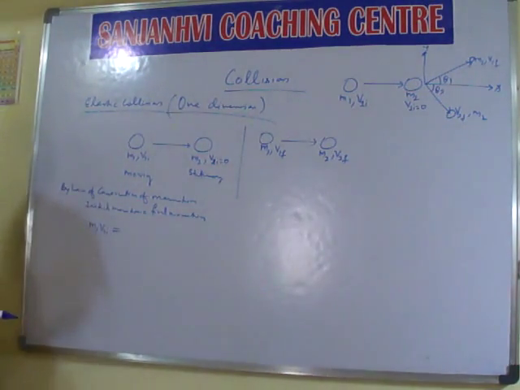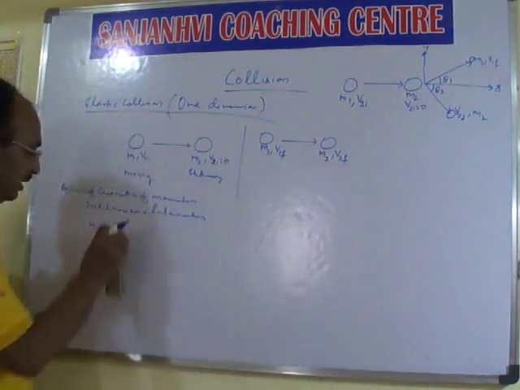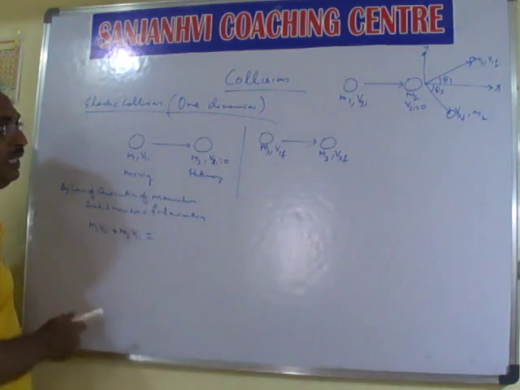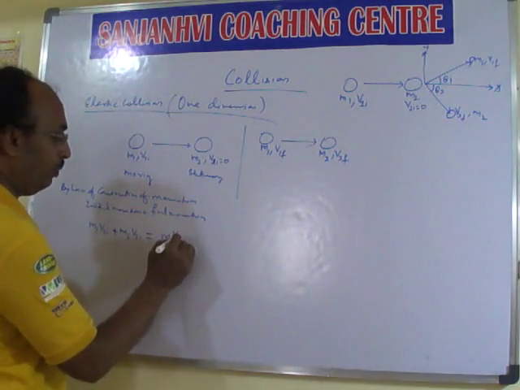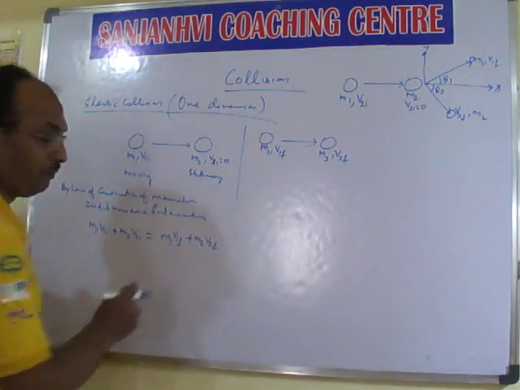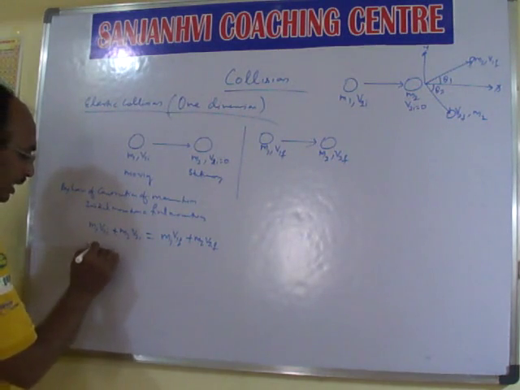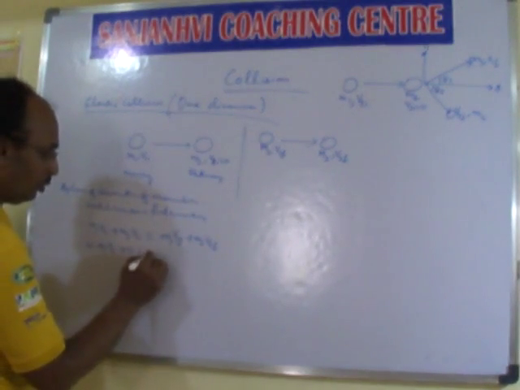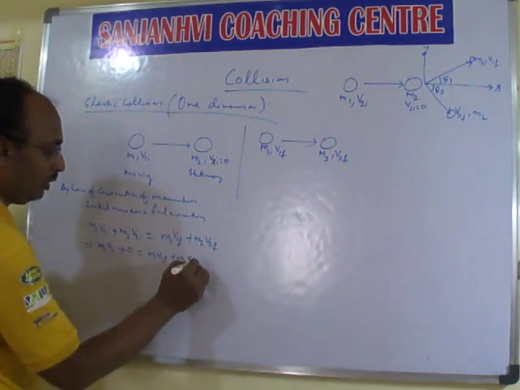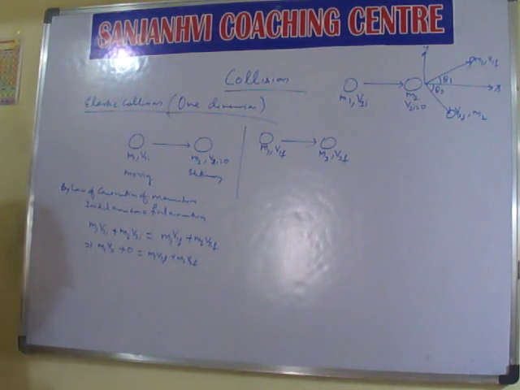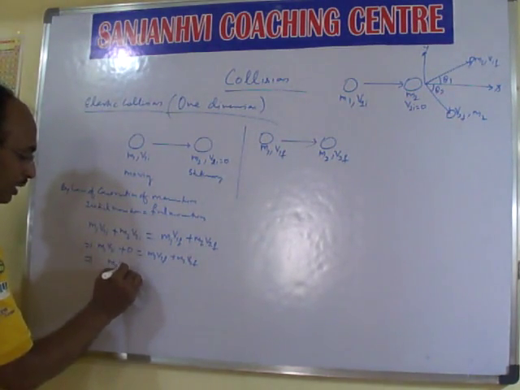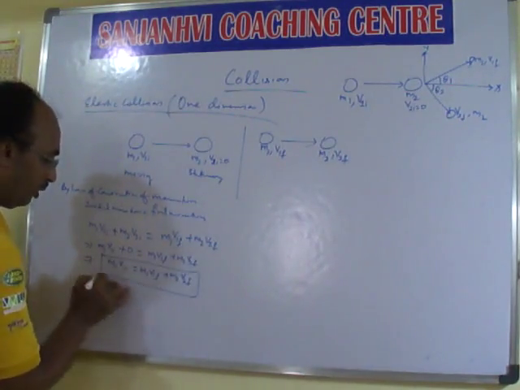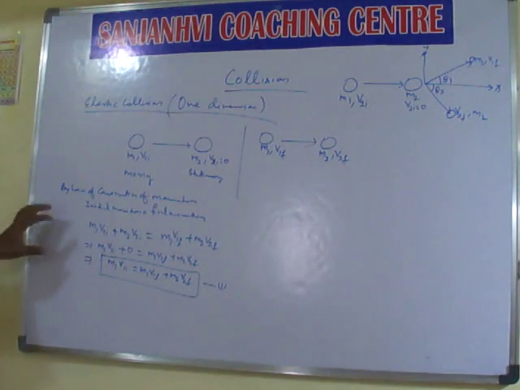is equal to the final momentum. I will write here 0 plus M2 V2I as the initial momentum. The final momentum will be M1 V1F plus M2 V2F. From this we get M1 V1I plus 0, because V2I is equal to 0, is equal to M1 V1F plus M2 V2F. Further, M1 V1I is equal to M1 V1F plus M2 V2F. This is one equation we got from conservation of momentum.